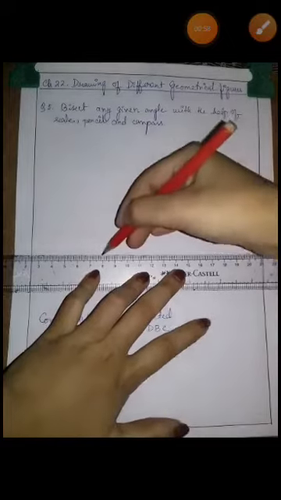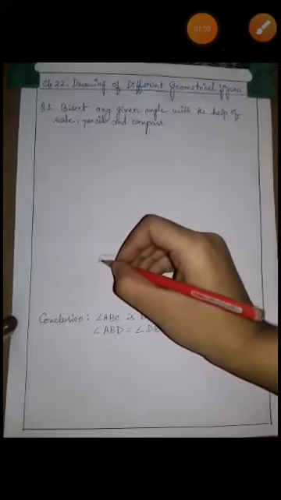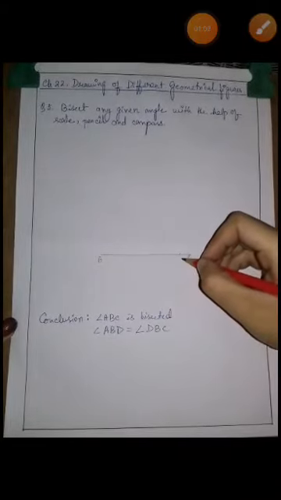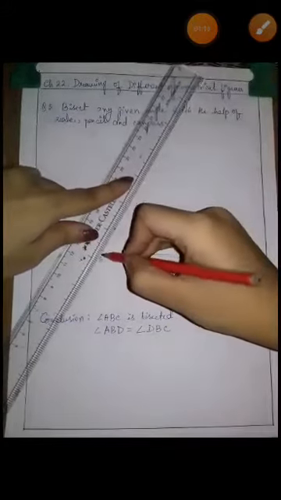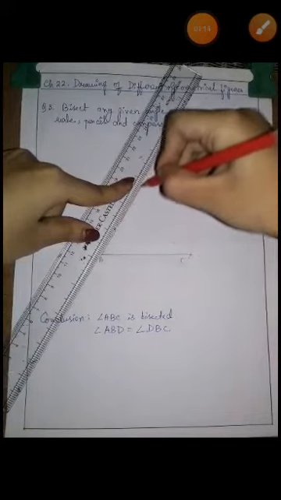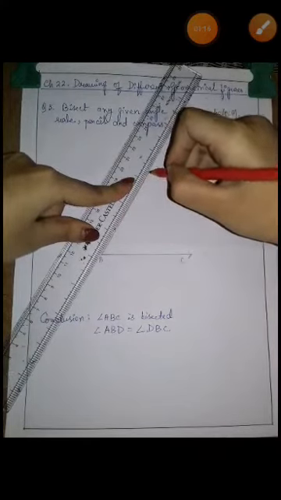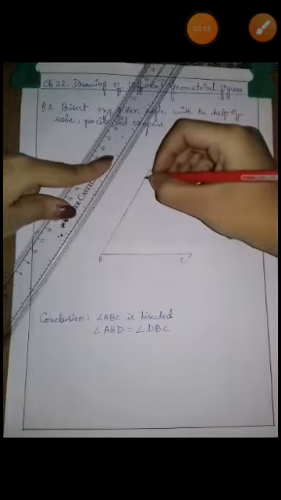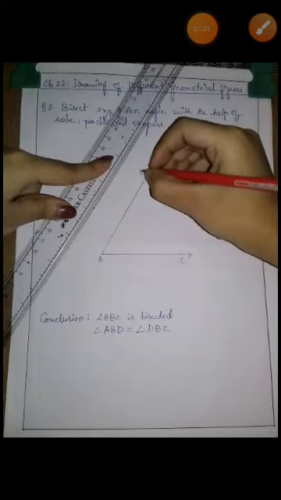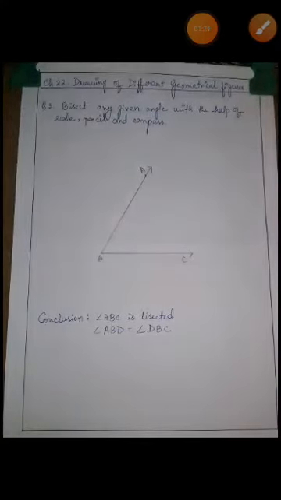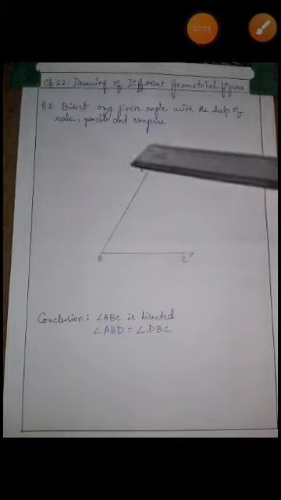So you draw the base first. The base you are drawing is a ray. You mark a point B, mark C over here, and from the point B you are drawing a ray and mark point A over here. So finally you are getting an angle ABC.